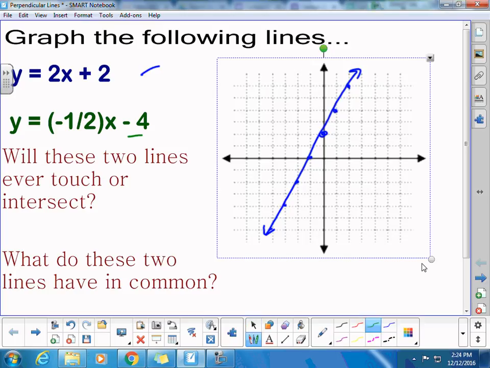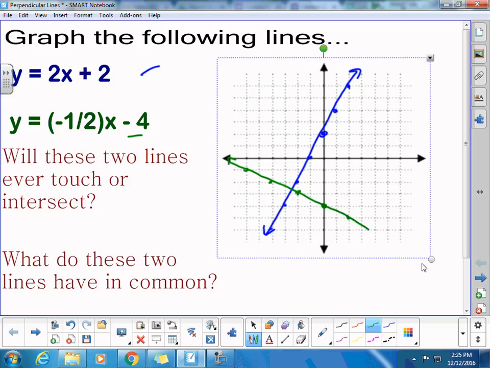And then we have y = negative 1/2 x minus 4. I start at negative 4 on the y-axis: 1, 2, 3, 4. And then if I go up 1, that's a positive direction, I would have to go backwards 2. Or I could have gone down 1, right 2. But up 1, backwards 2, up 1, backwards 2. So I have these two lines.